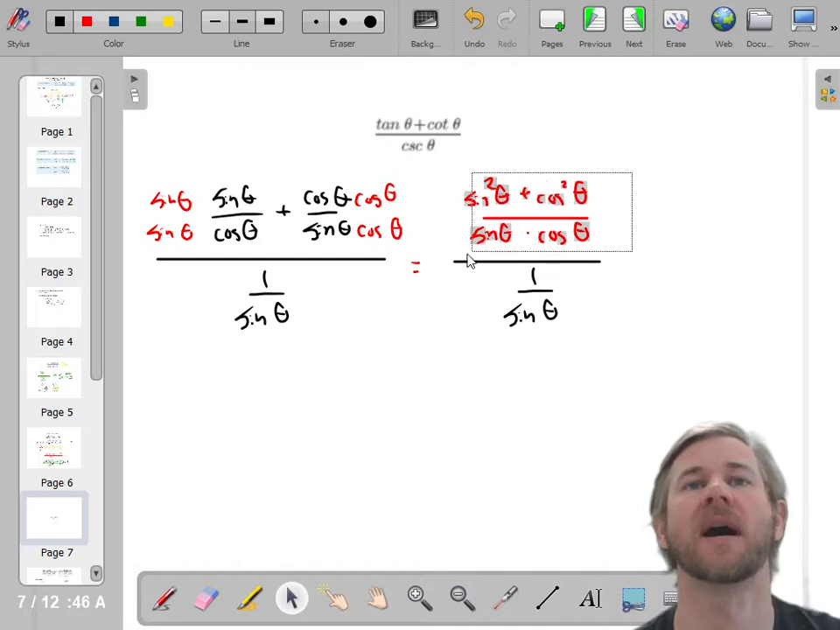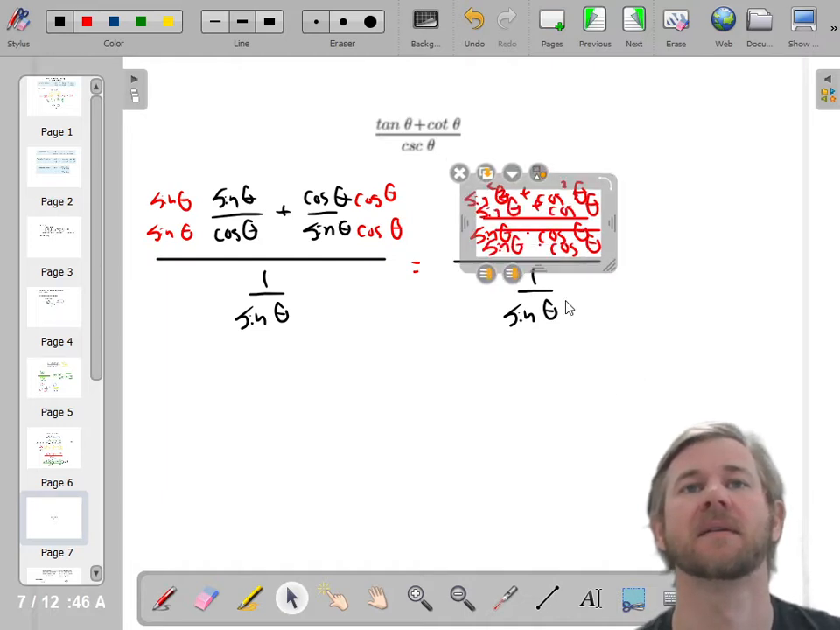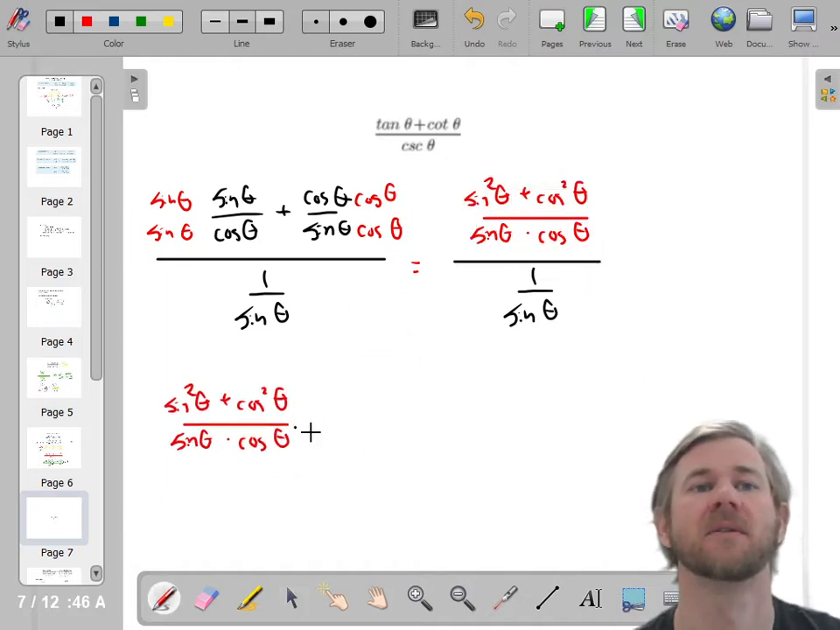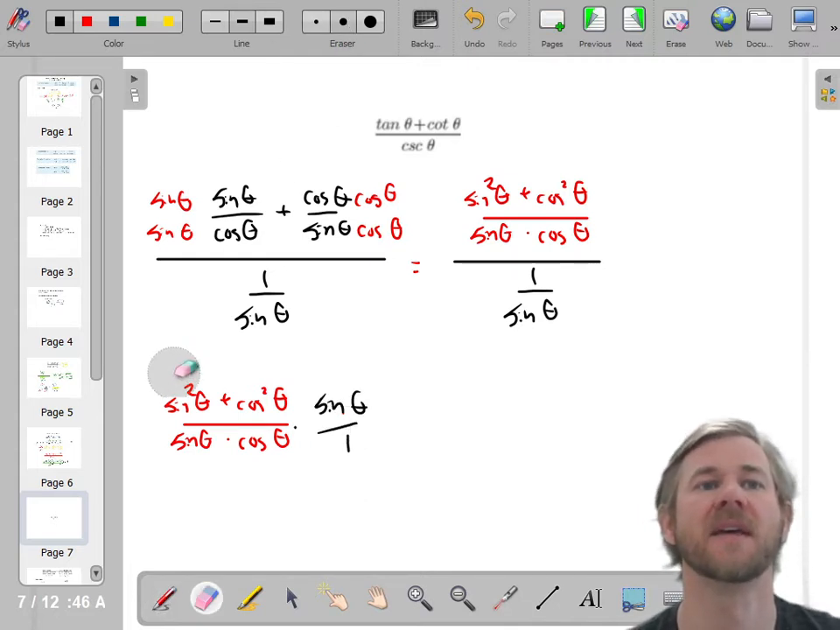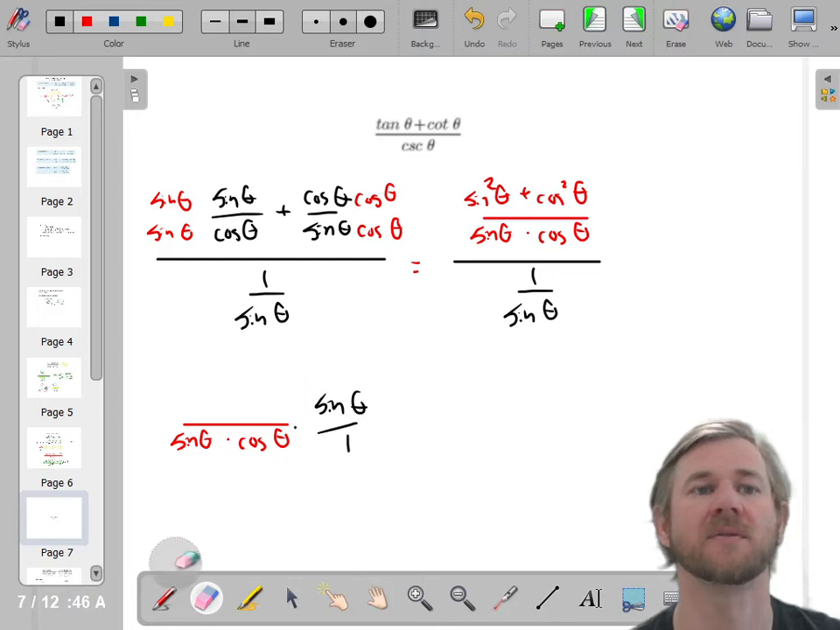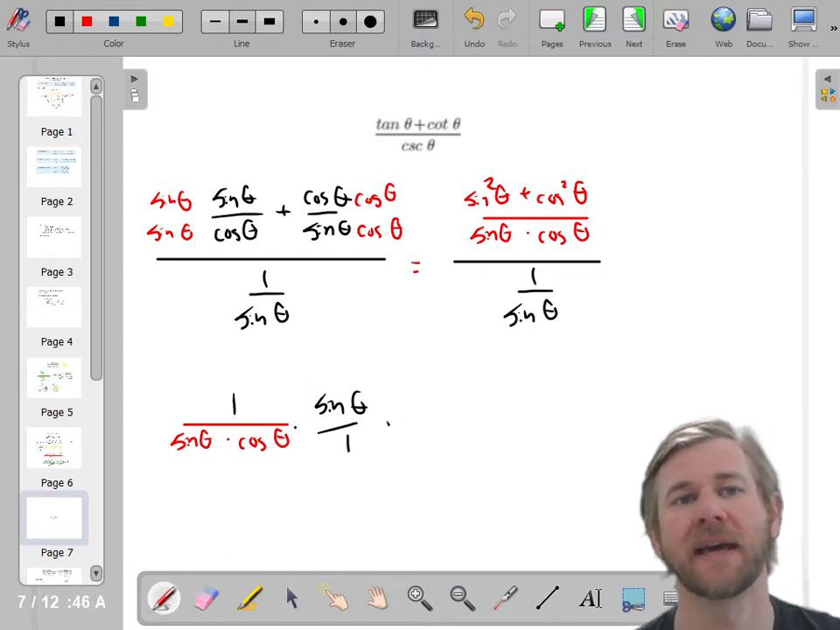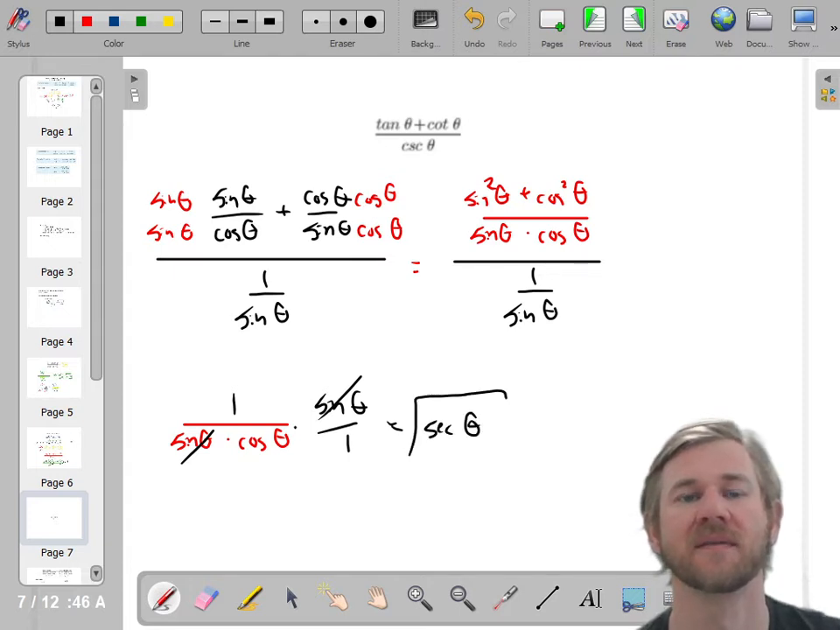Cool. So I will now copy, change, flip. So now it's sine of theta over 1. And remember, this is 1. So I'll just write it like that. And now I got that, and you're like, hey, wait a minute, sines cancel. 1 over cosine is the secant of theta. Sweet.